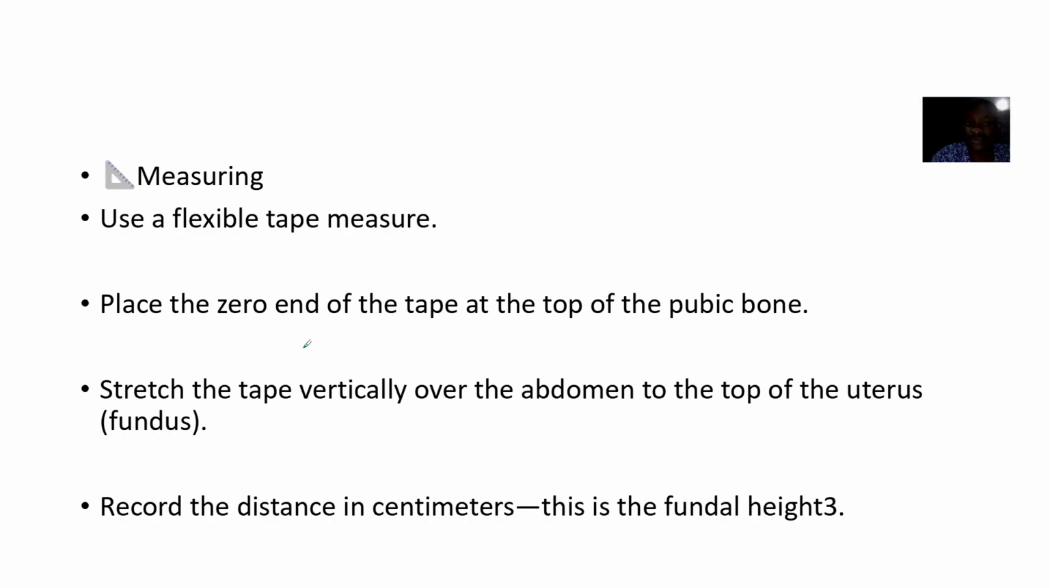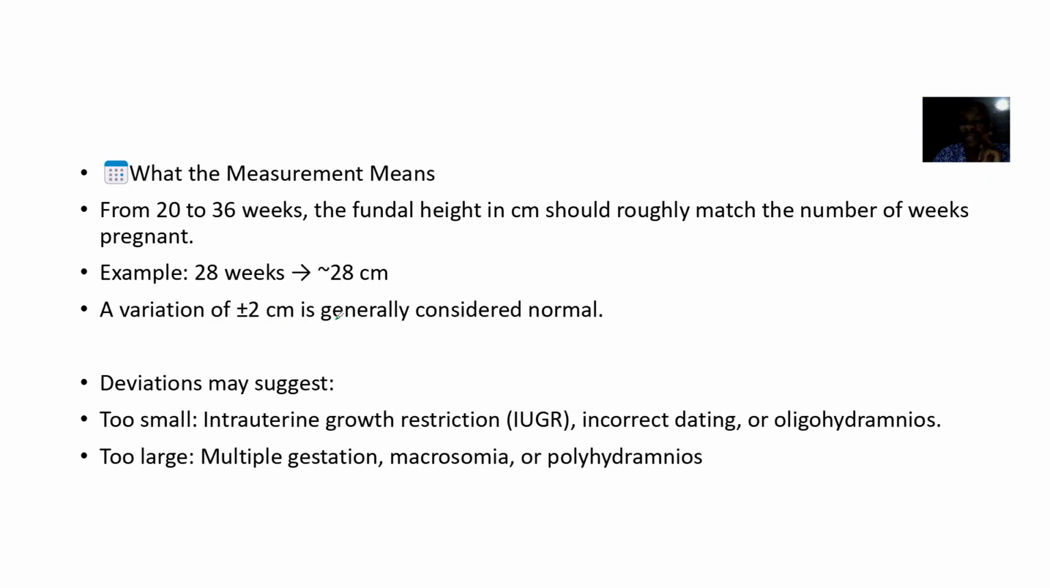Use a flexible tape. Place the zero end of the tape at the pubic bone. Stretch the tape vertically over the abdomen to the top of the uterus. Record the distance in centimeters. Just like I told you, from week 20 it gives more accurate results. So if you get 28 centimeters, it's week 28. If you get 24 centimeters, it's week 24.